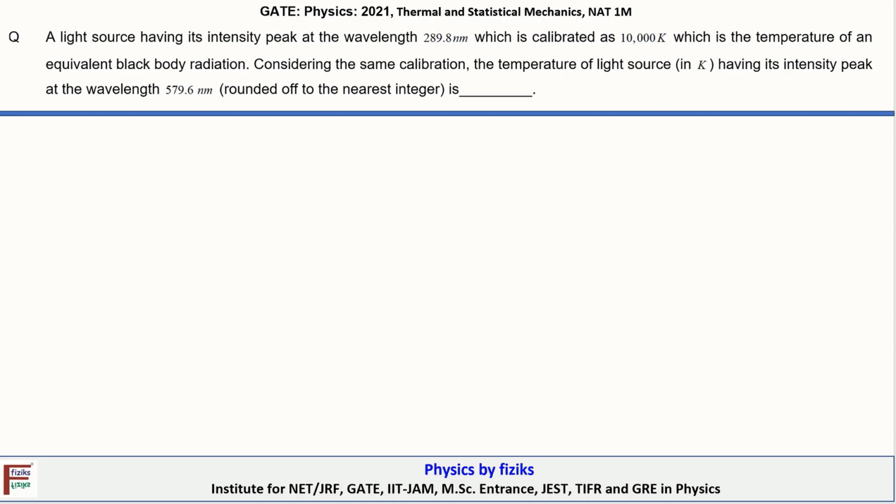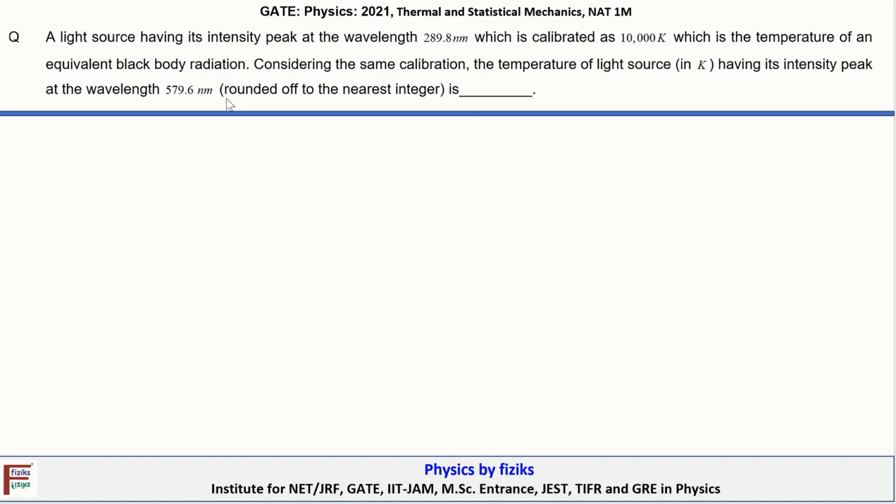So let's take a look at the statement of the problem. A light source having its intensity peak at the wavelength 289.8 nanometer is calibrated as 10,000 Kelvin, which is the temperature of an equivalent black body radiation. Considering the same calibration, the temperature of a light source in Kelvin having its intensity peak at the wavelength 579.6 nanometer is how much? We have to round off the answer to the nearest integer.